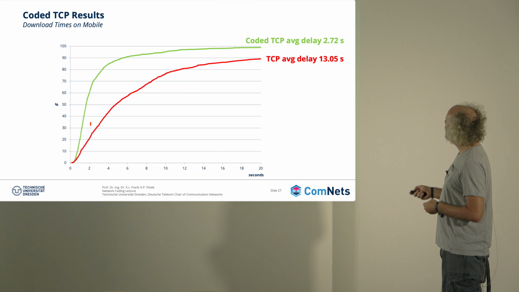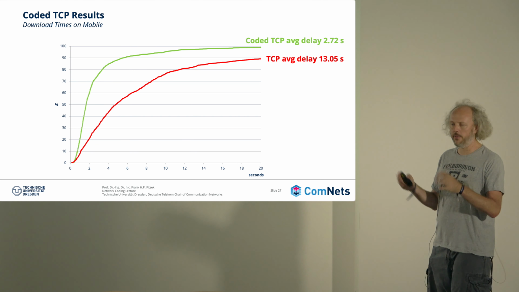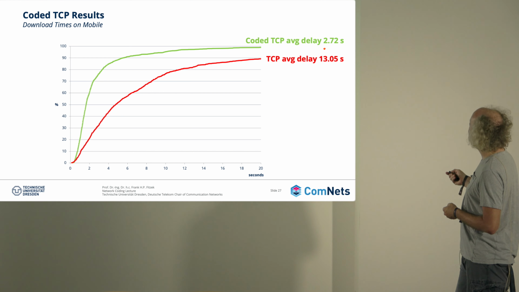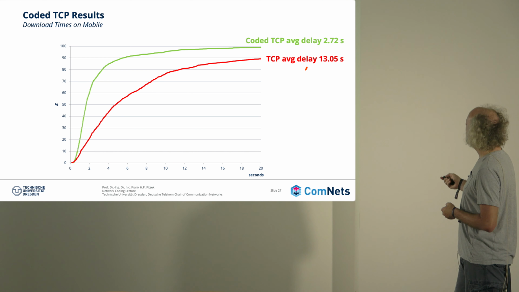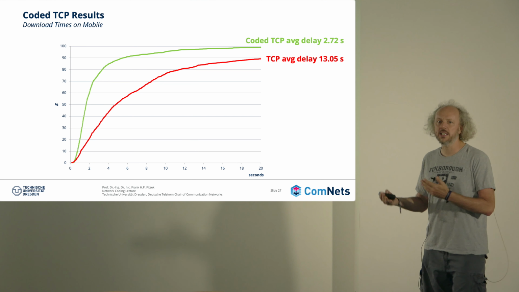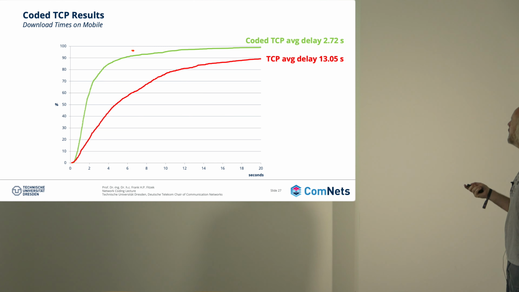There you see when coded TCP or normal TCP will have downloaded a file. We had a given file size, and then the coded TCP had an average delay of 2.72 seconds, and the TCP an average delay of 13. So this is factor 6, right? Factor 6 improvement over here.